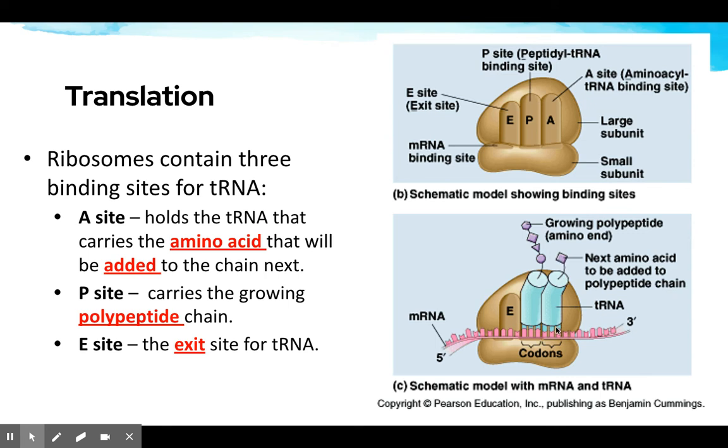As the mRNA moves through the ribosome, it's going to slide down to where that tRNA is now in our P site. The P site is where this amino acid is going to attach to our growing chain, and that's where the chain continues to form. Then, once the mRNA moves down one more time, that's where our tRNA is going to exit our ribosome.